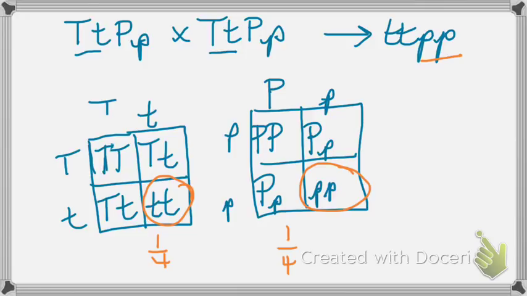So if I want to know the chance that they're both dwarf and have white flowers, I multiply those separate events to get the combined event, and the answer is 1/16. So you can do it that way. It's much faster than having to set up one of those giant Punnett squares.